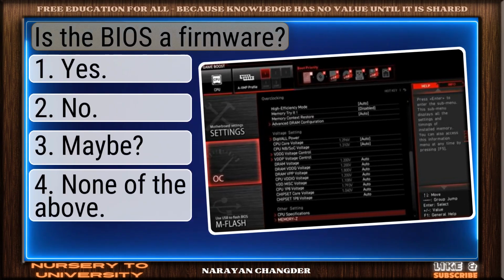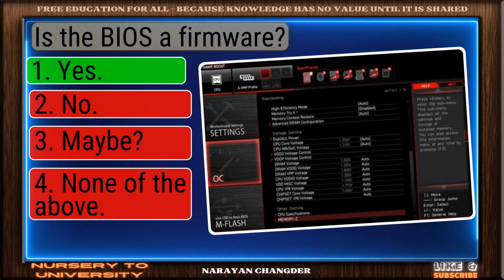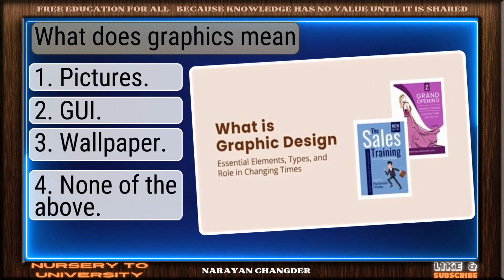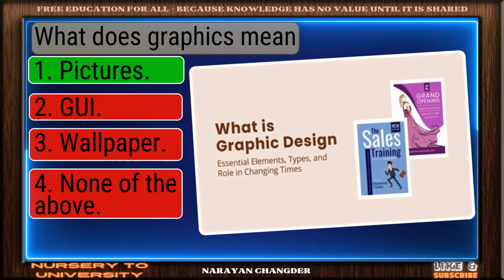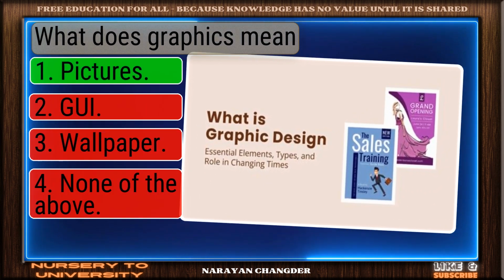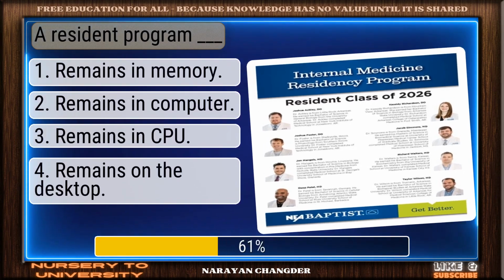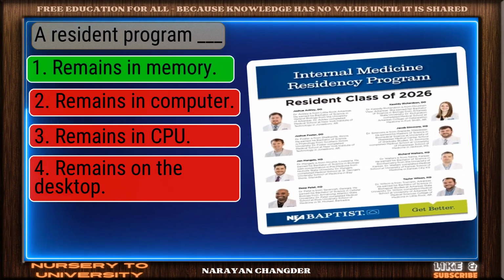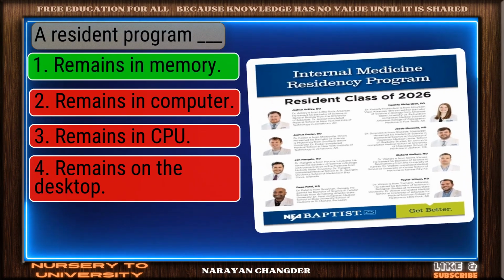Is the BIOS a firmware? Right again. Yes is a valid answer. What does graphics mean? Right choice. Pictures is the best answer. A resident program Dash. Correct response. Remains in memory is the most accurate answer.